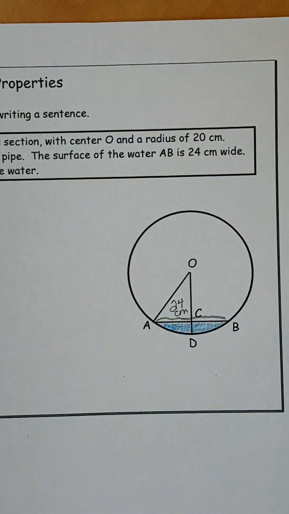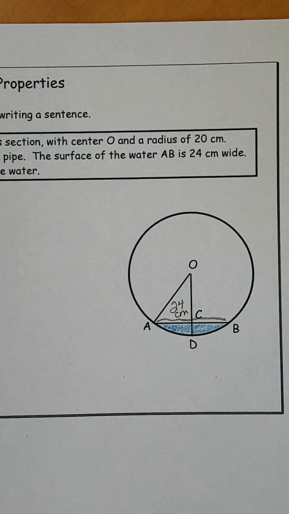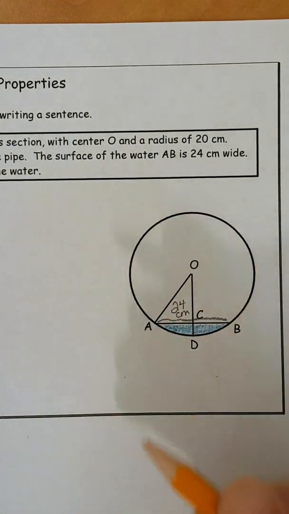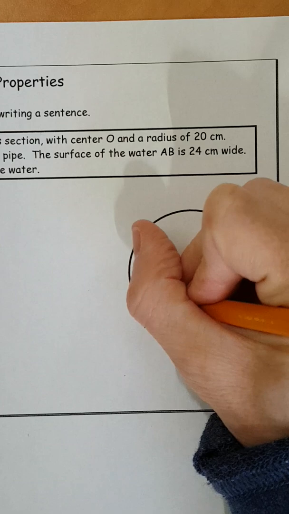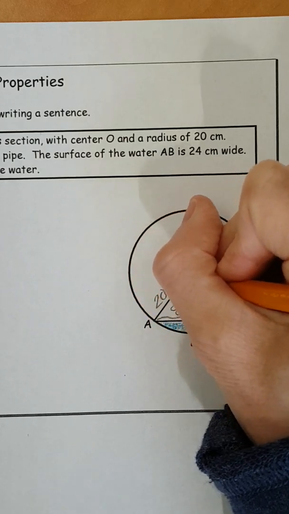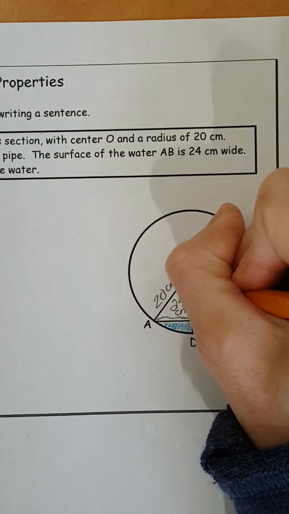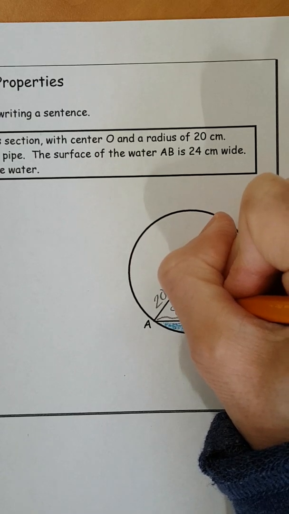And then it says the radius is 20 centimeters. So if you look at the diagram, how many radii can you see? There are two, right? There's OA and OD. So I'm going to put in the 20 for both of those. So 20 centimeters there and 20 centimeters there.